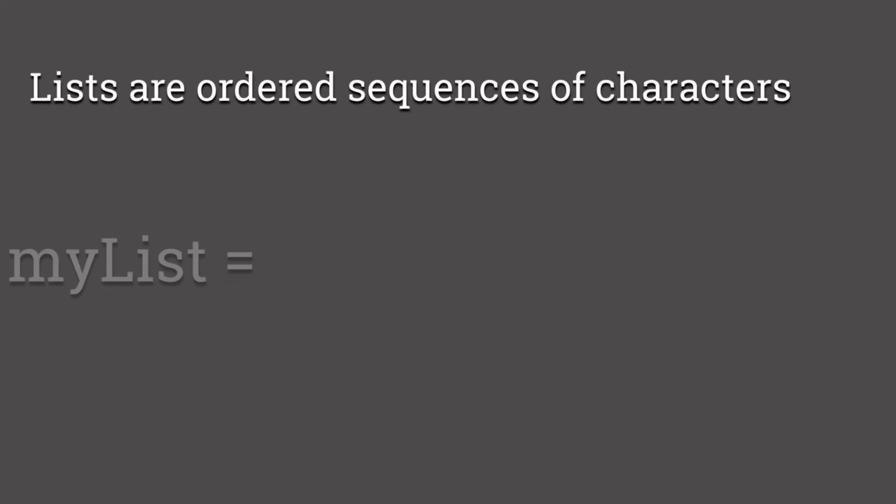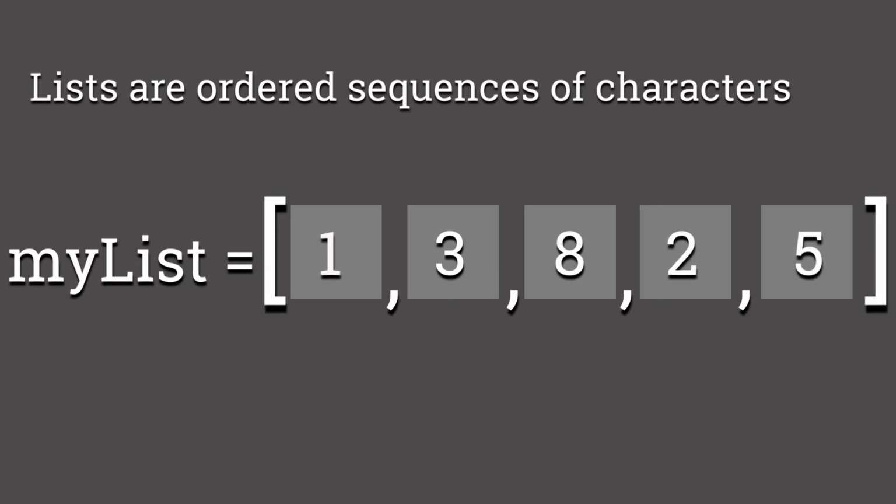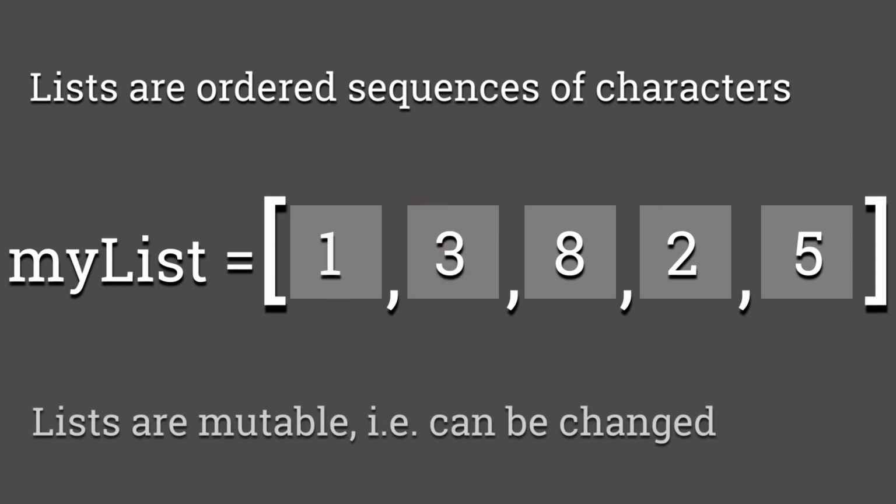This section is about lists. Lists are ordered sequences of characters. That means order is important. You create a list by typing the list name equals square brackets and list members separated by commas. Order is important here, so you cannot mix the order. But fortunately, lists are mutable, so you can change them. For example, the third member, 8, you can change with 1.